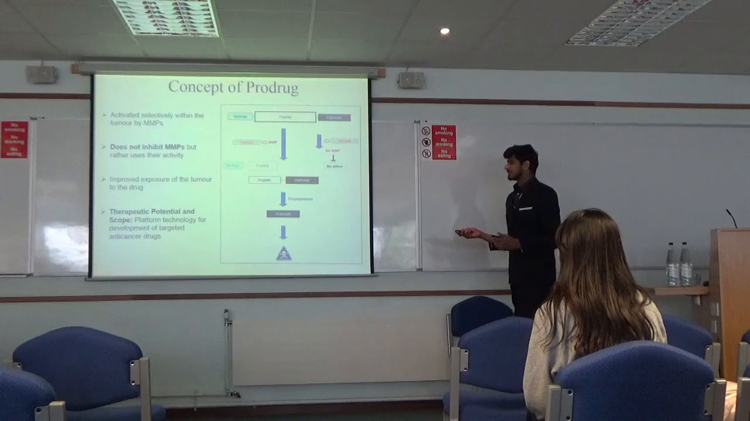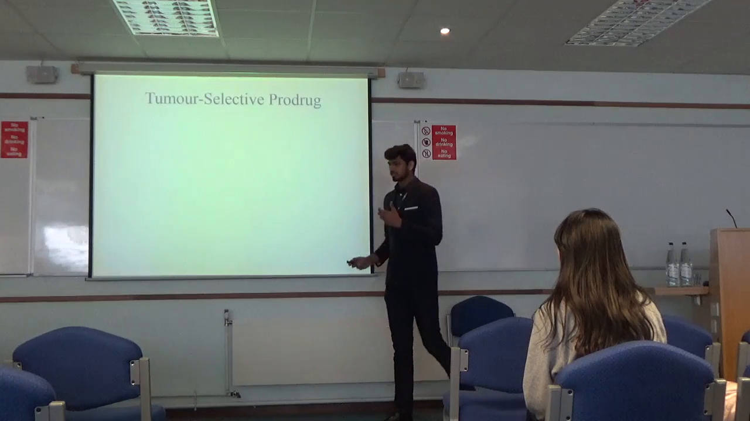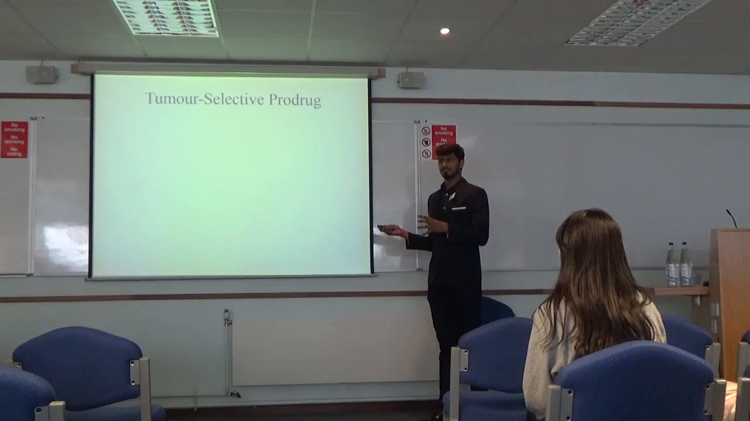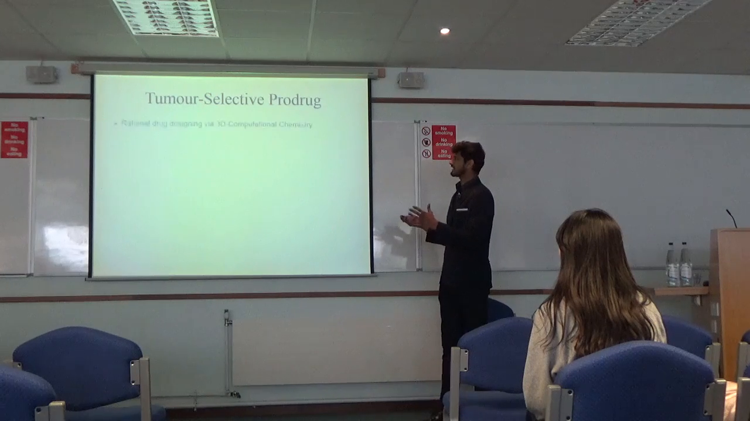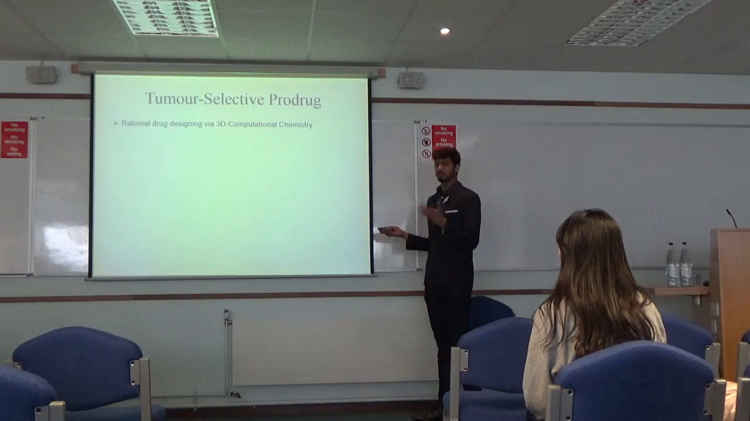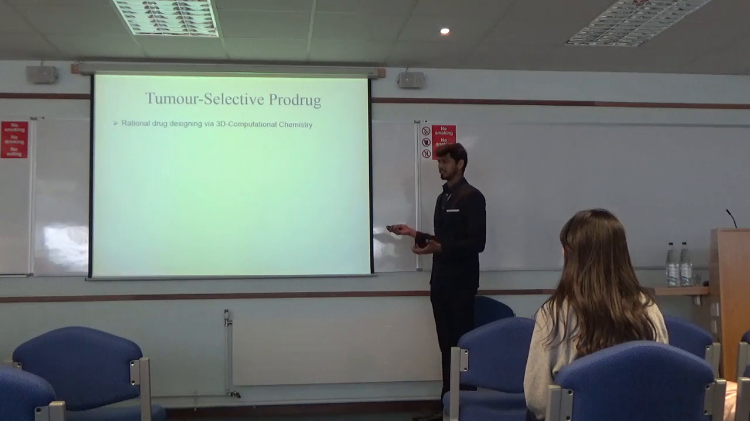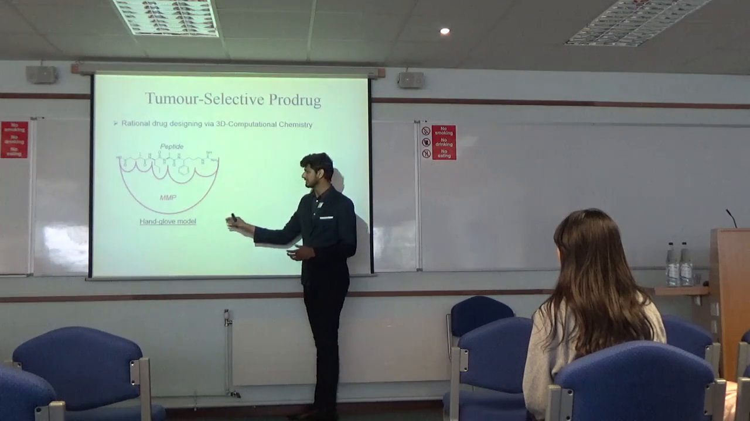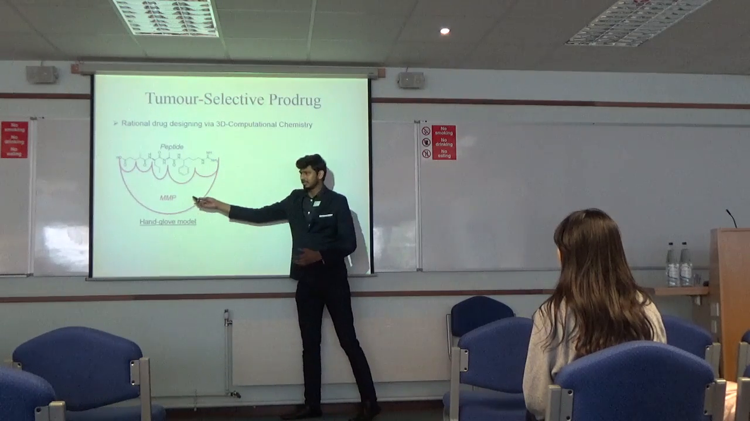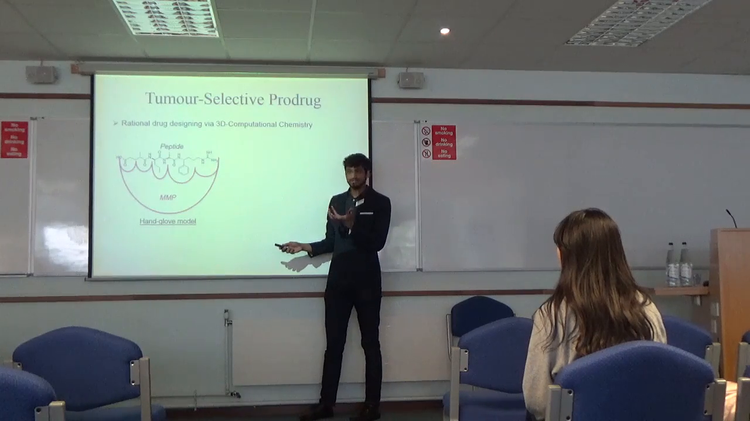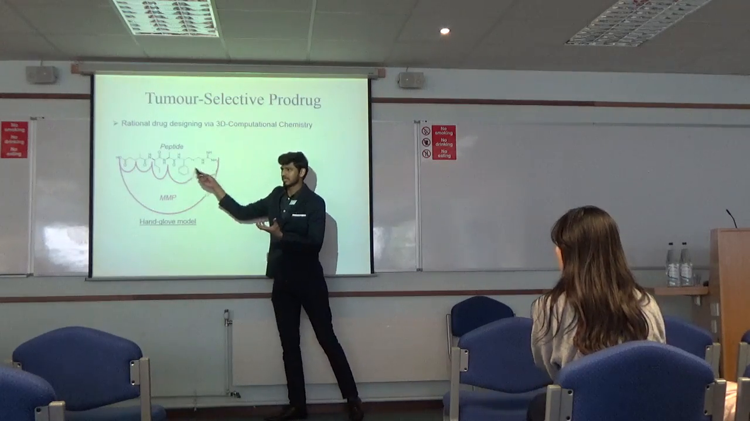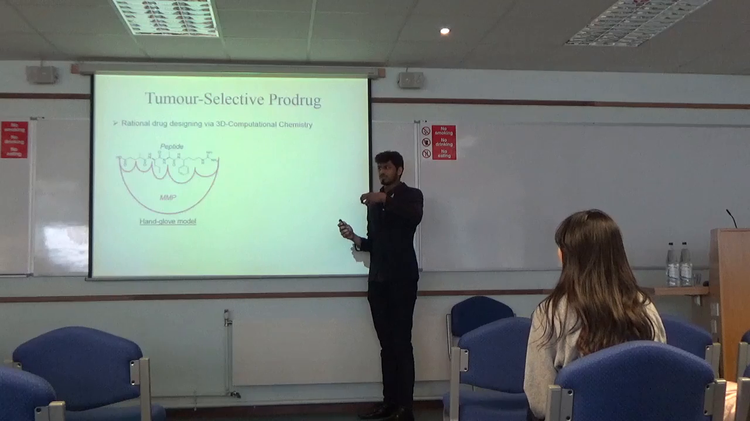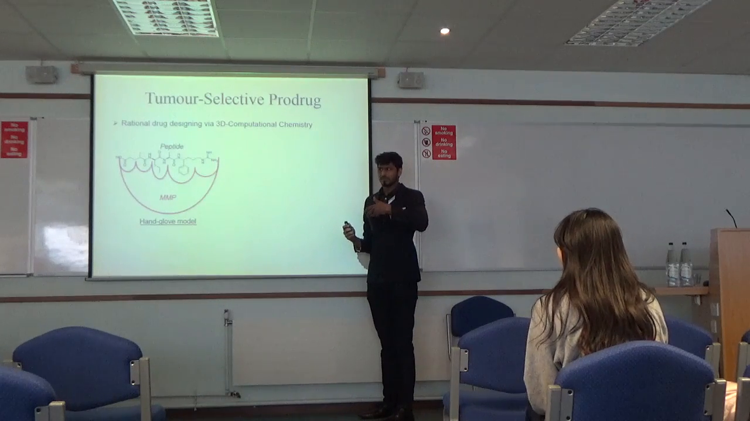So what I've done is, to make these tumor-selective prodrugs, I've rationally designed peptide sequences which can be selective for MMPs. I've used 3D computational chemistry for rationally designing the drugs. I'll show you a simple diagram of a hand and glove model. The MMP is the glove, and the peptide sequence is the hand. I have modeled these sequences into the MMPs to see whether they can fit into the glove of the MMP selectively.